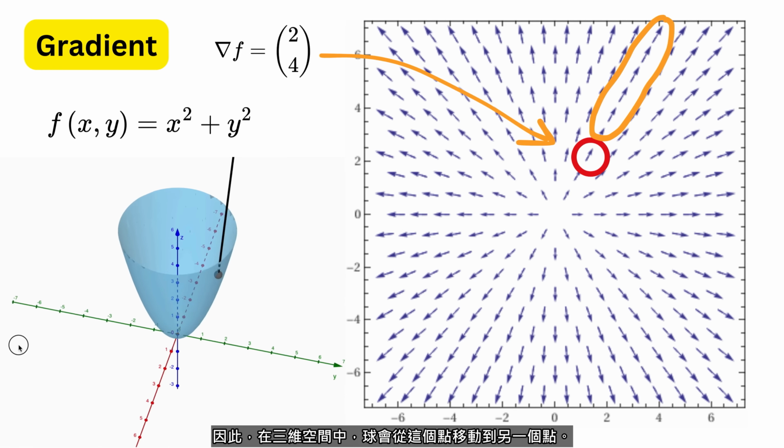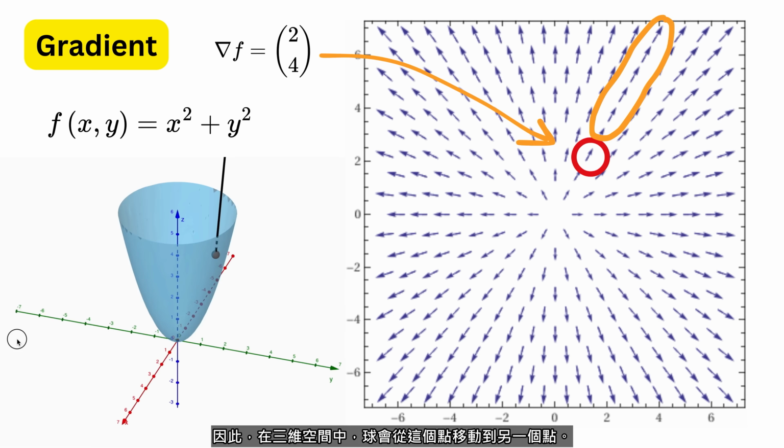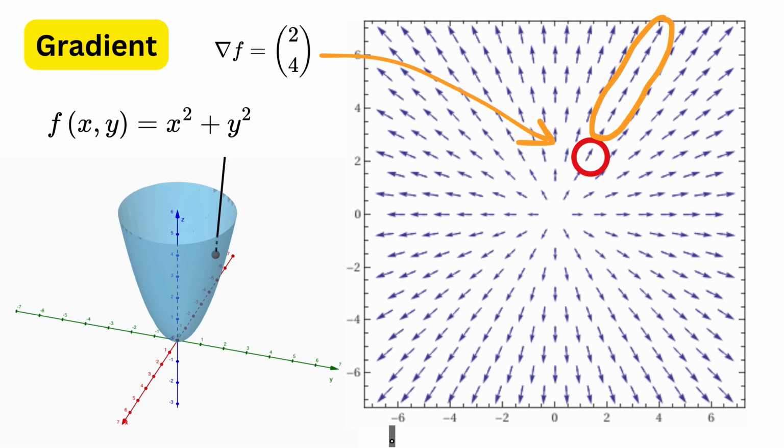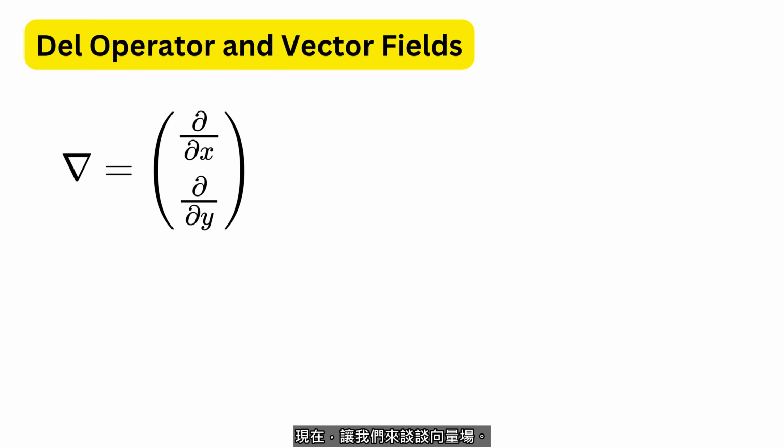So in 3D, it would look like the ball moved from this point to this point along the surface. Ultimately, if you place a ball on the surface, the gradient tells you which direction you would have to push it to go uphill as fast as possible. Conversely, the ball would naturally roll in the exact opposite direction of the gradient to find the bottom of the pit. Now let us move on to vector fields.